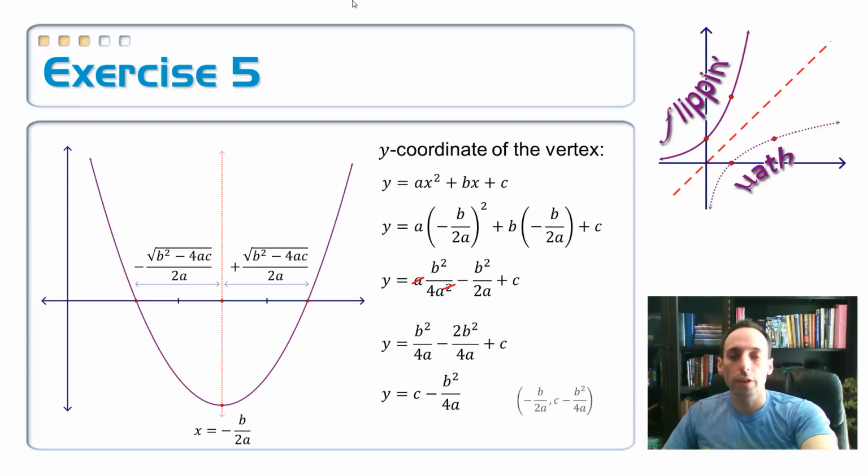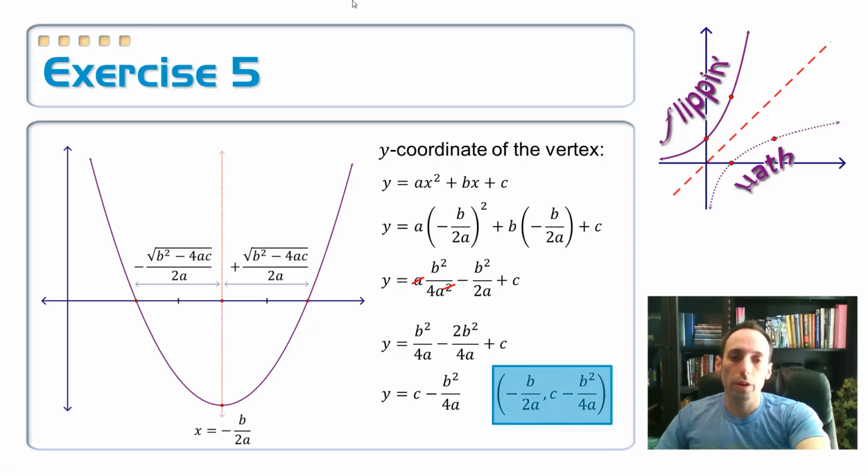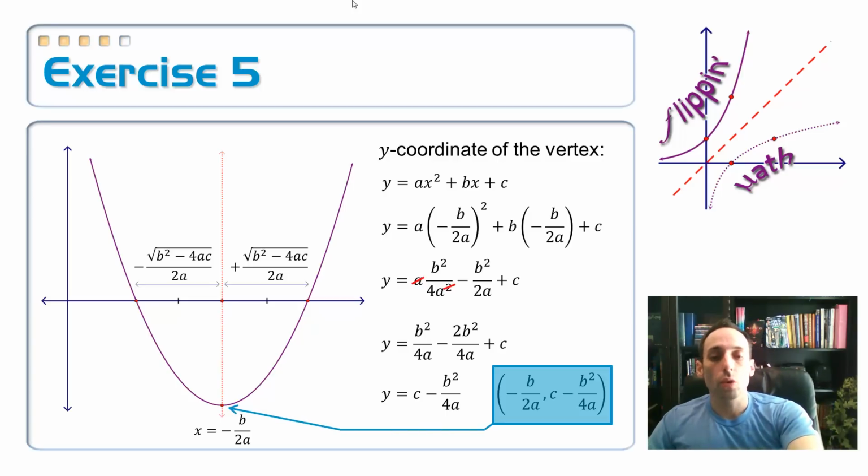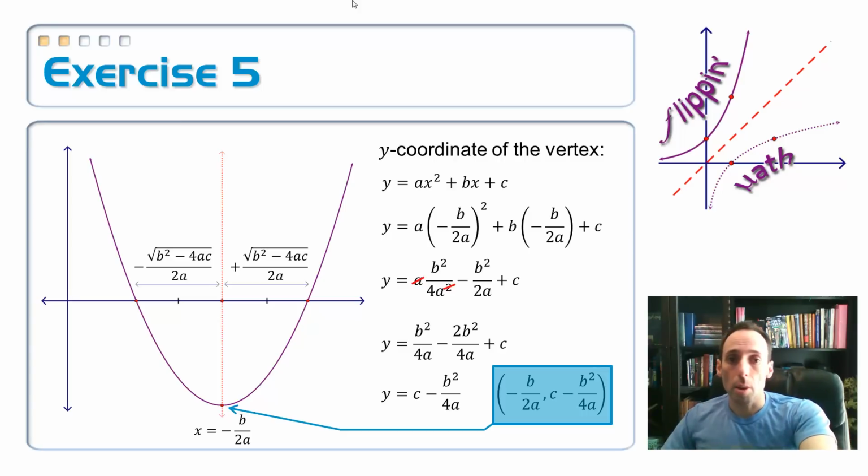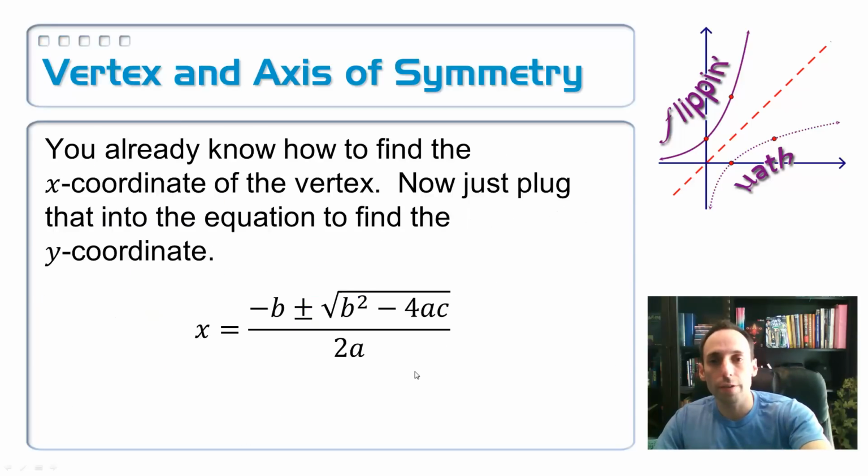Let's put them both together here. Here's the xy coordinate of your vertex right there. The x-coordinate is negative b over 2a. The y-coordinate is c minus b squared over 4a. Now let me just mention something here. Most people don't remember how to find the y-coordinate because it's kind of complicated, but it's very easy to find the x-coordinate. As a matter of fact, you already know how to find the x-coordinate.